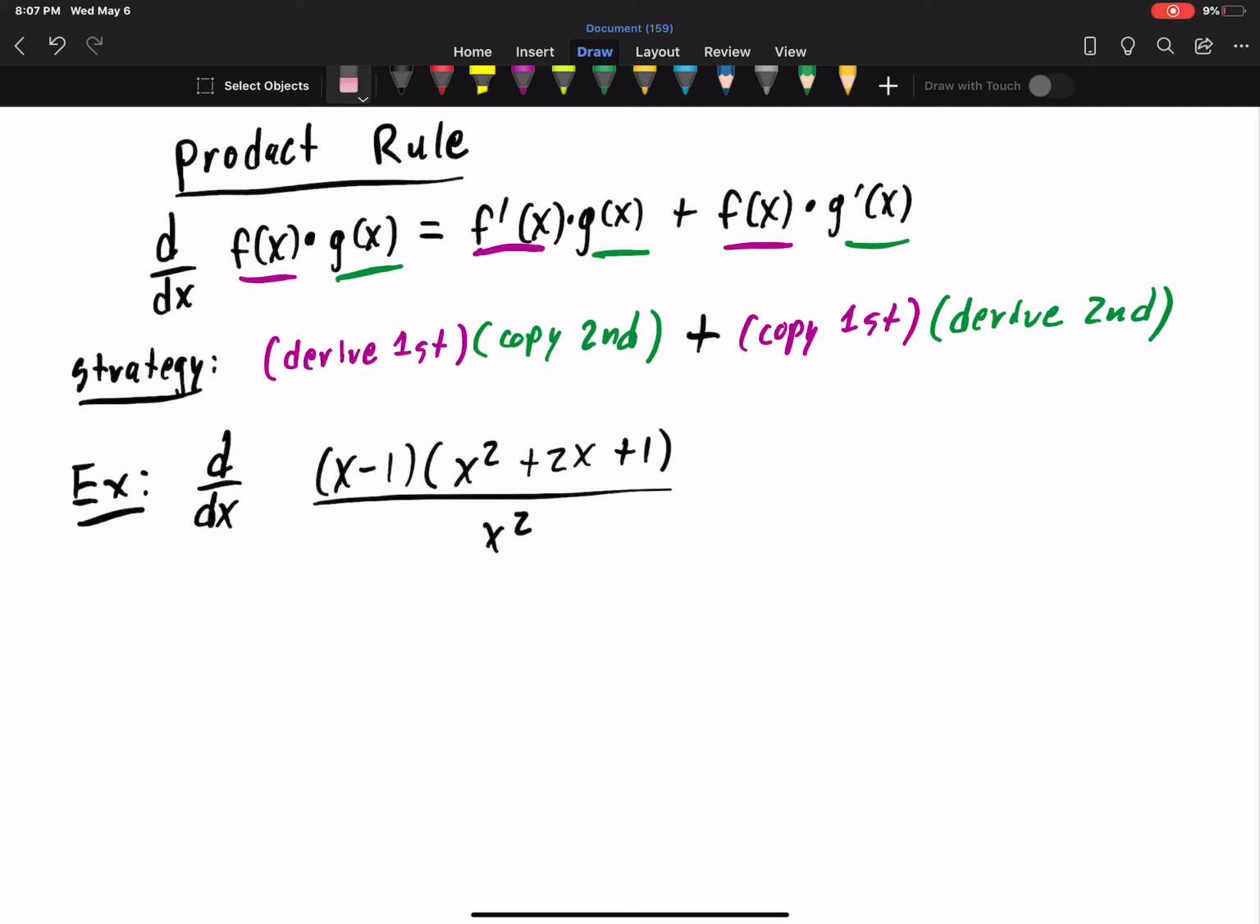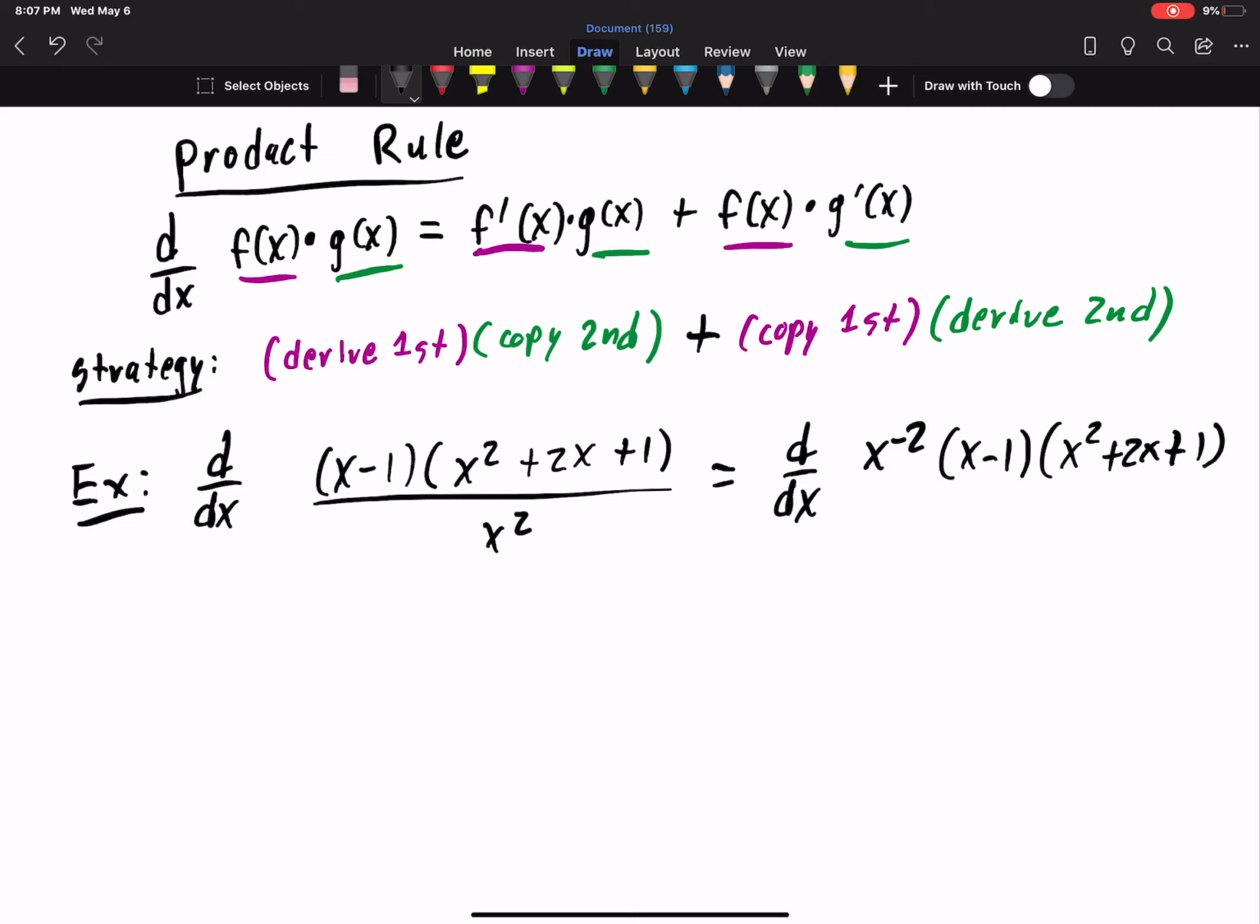So I could rewrite this as d dx of x to the minus 2. Let me write that a little bit more cleanly. x to the minus 2 times x minus 1, x squared plus 2x plus 1. There we go. So now I have a product. That's awesome. All right, so I was able to turn a ratio or a fraction into a product simply by negating the power of the denominator's exponent.